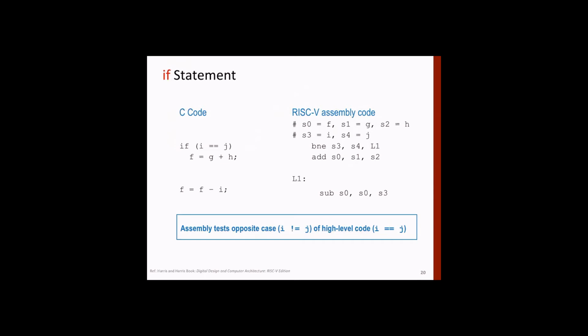All right, so this is very simple code. If variable i is equal to variable j, then execute this statement, f is equal to g plus h. If they are not equal, then execute the next statement following this statement. So this statement will be executed if i is equal to j. As simple as that. This is very simple semantics.